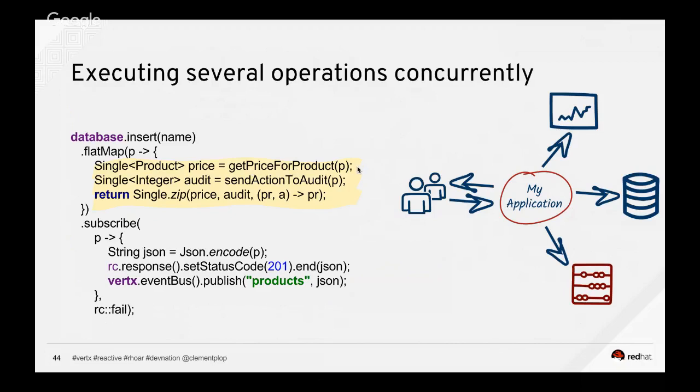Nobody's subscribed to it. That's my action to send the request to the audit system. Again, it does nothing. Then I zip both streams, meaning that when both are done, I will continue. That's a stream, and then I subscribe to it, and everything will be executed. Both interactions happen in an asynchronous way, in parallel, well, concurrently. So it's pretty cool because you don't have to think about threads and so on. Everything is there and works perfectly well.